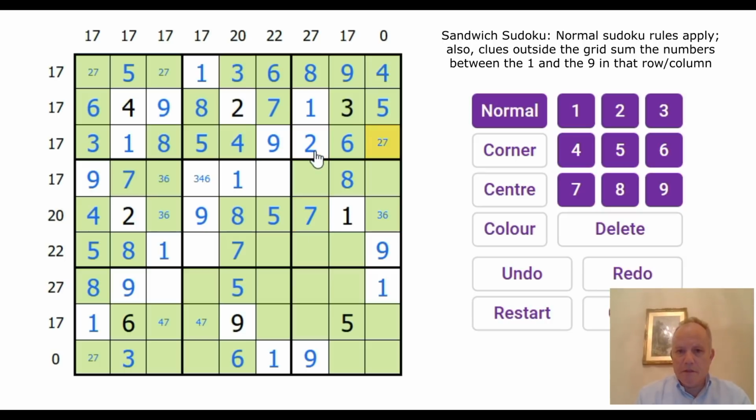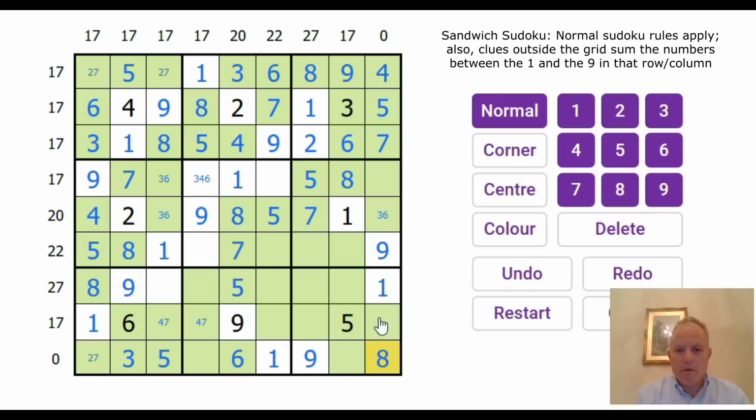That fixes this 2, 7 pair. 5 in column 7 must be there. One of these is a 4. We can't quite resolve the 4 and 7 yet. But 5 in column 3 must be there. I think that's all the 5s done now. That can't be an 8. The only place for an 8 on the bottom row is here.